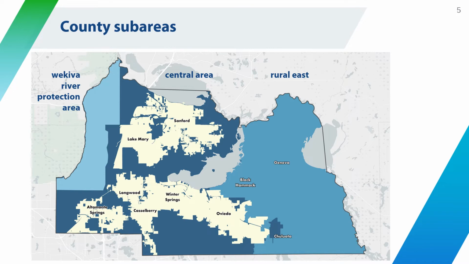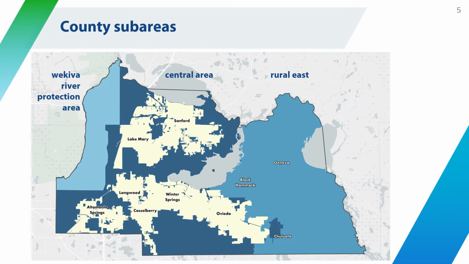County policies dating back over 2 decades, backed by a voter-approved referendum, restrict development in this area to lower densities and allow for rural and agricultural uses. The rural east includes the communities of Geneva, Black Hammock, and portions of Chuluota. The area also includes conservation and wilderness areas and much of the Econ Protection Area.